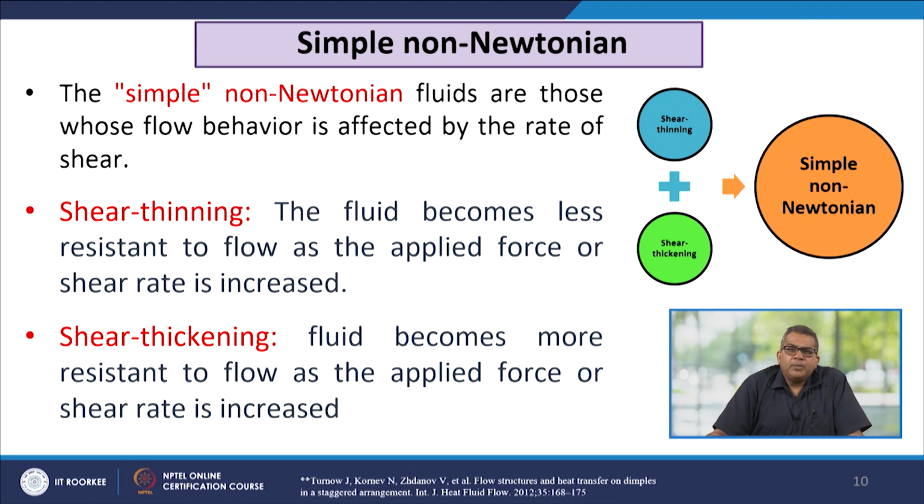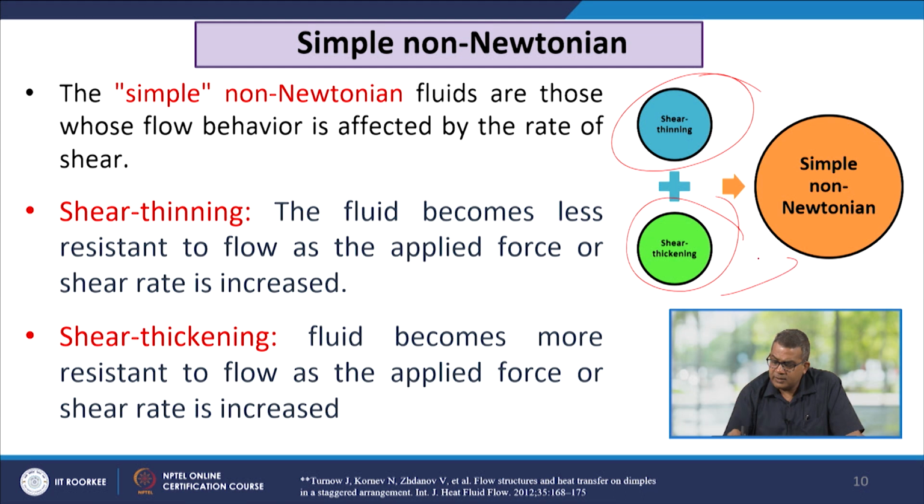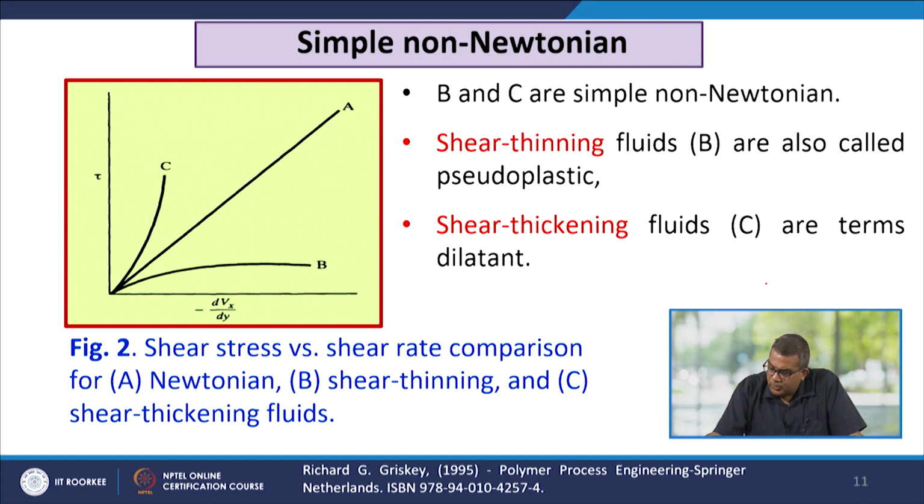Let us talk about the simple non-Newtonian fluids. The simple non-Newtonian fluids are those fluids whose flow behavior is affected by the rate of shear. Now, shear thinning: the fluid becomes less resistant to flow as the applied force or shear rate is increased. Now, shear thickening: the fluid becomes more resistant to flow as the applied force or shear rate is increased. So, this is shear thickening, and this becomes a simple non-Newtonian fluid.